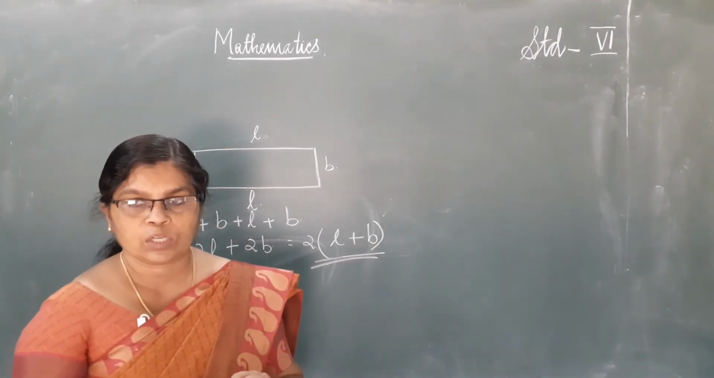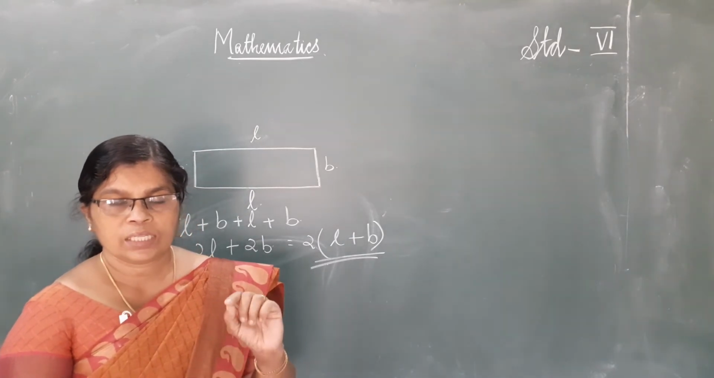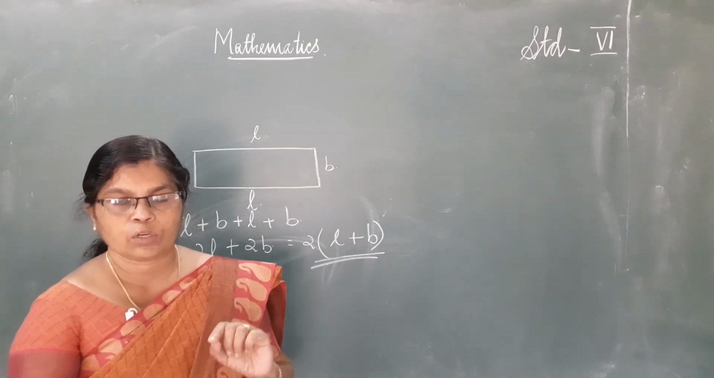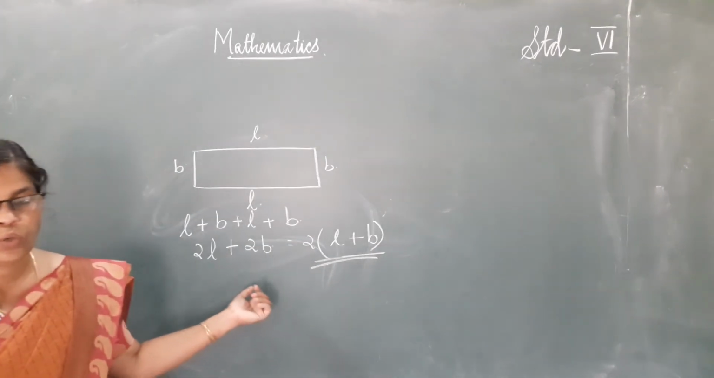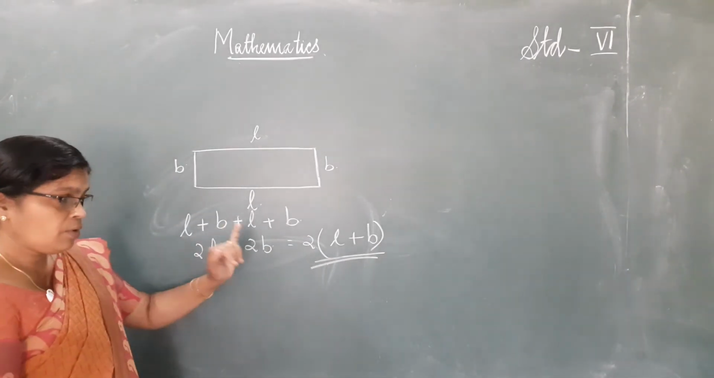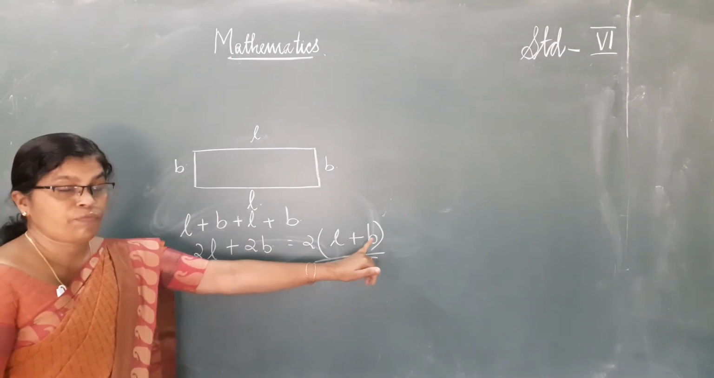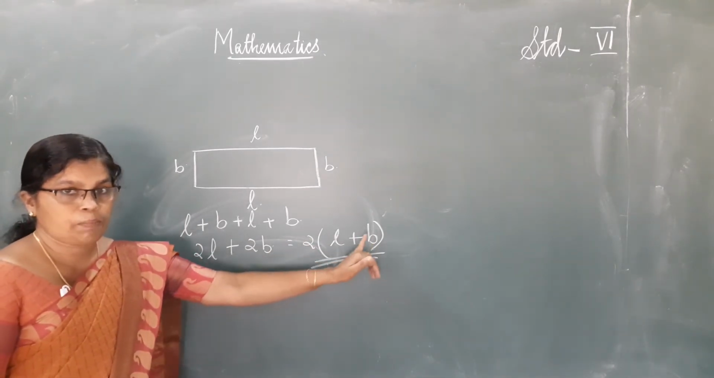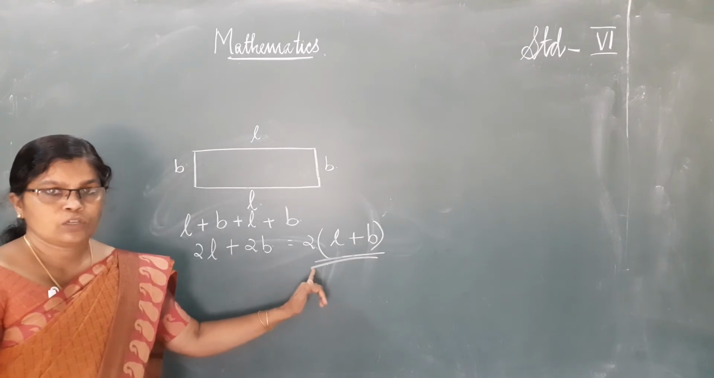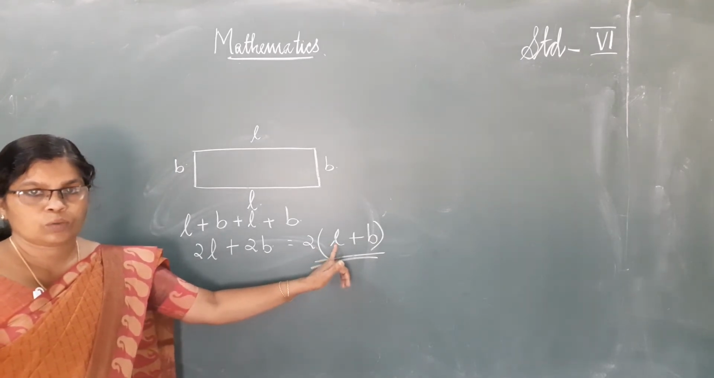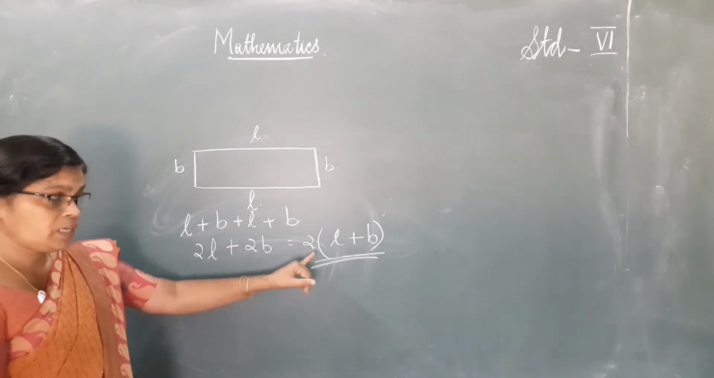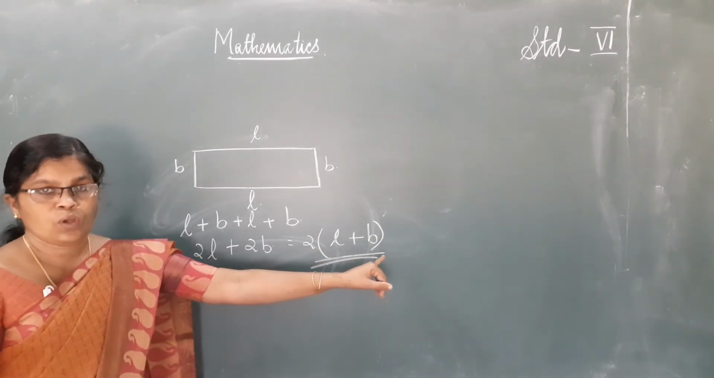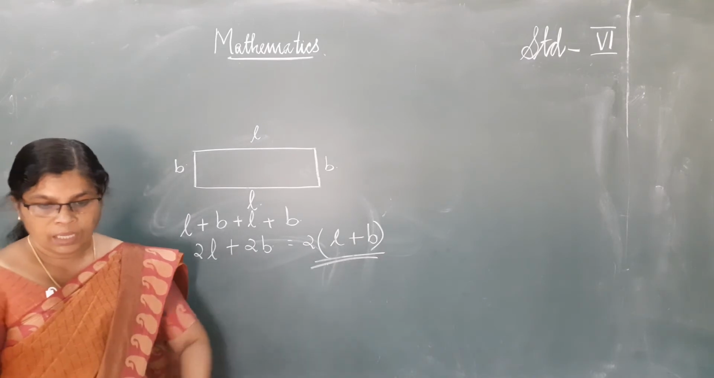It is the perimeter of the rectangle. So this is the formula to find the perimeter of a rectangle. What is the perimeter of a rectangle? 2 into (L plus B). That means we have to take the sum of length and breadth, length plus breadth, then multiply by 2, because length is 2 times and breadth is also 2 times. Right? So the perimeter of a rectangle is 2 into (L plus B). Okay. Next.